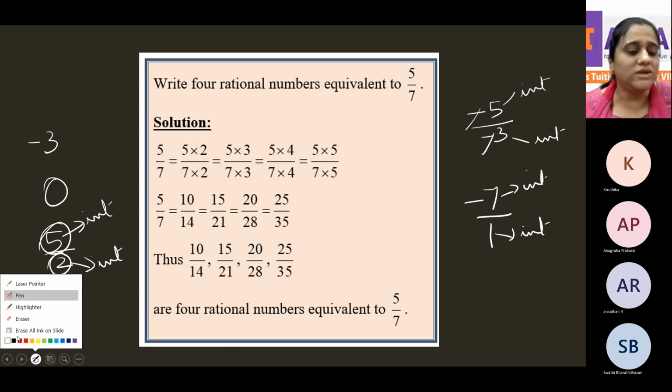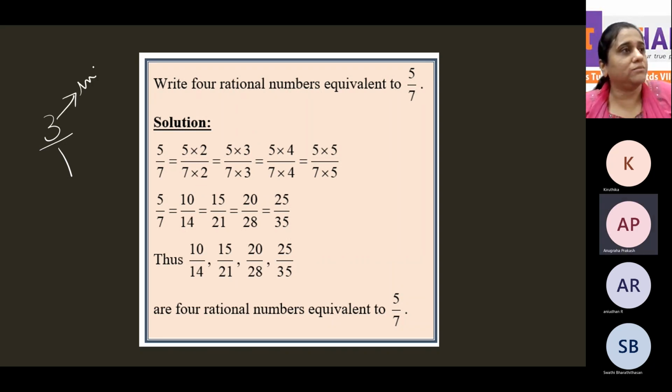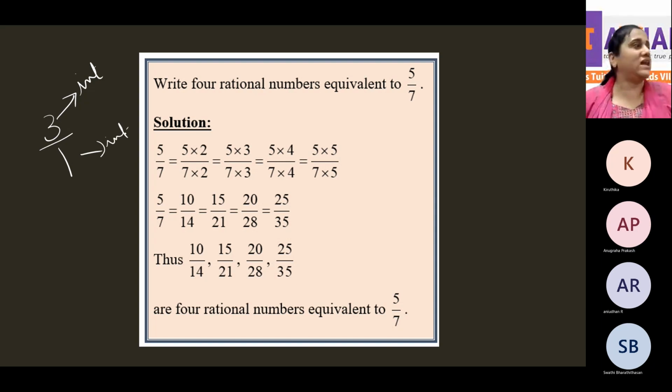Kritika, is 3 a rational number? No, ma'am. Anugraha, is 3 a rational number? Yes, ma'am. Why? Because we can write 3 as 3 by 1 and fractions will come under rational numbers. What did I tell you? What is a numerator? It's an integer. And what's a denominator? It's an integer. Integer by integer is a rational number.